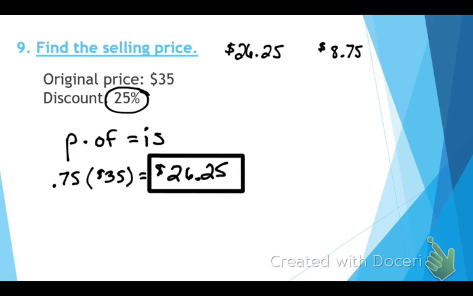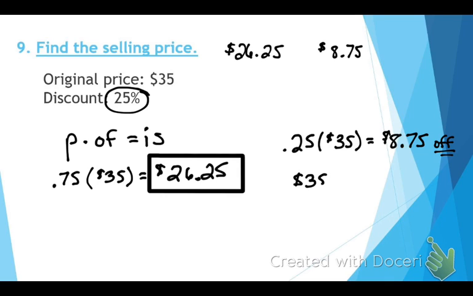Now, I want to talk through why so many other people got $8.75. This is what they did. They did 0.25 and multiplied times $35. When they do that, guess what they get? $8.75. But guess what that is? That means they get $8.75 off the price, which then means you would have to take the $35 and subtract $8.75.